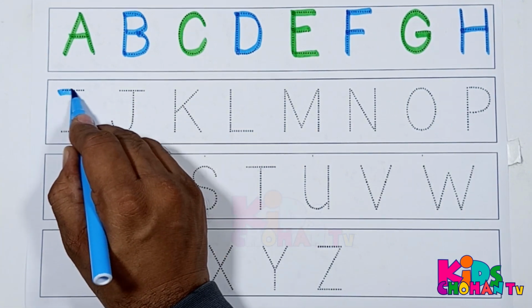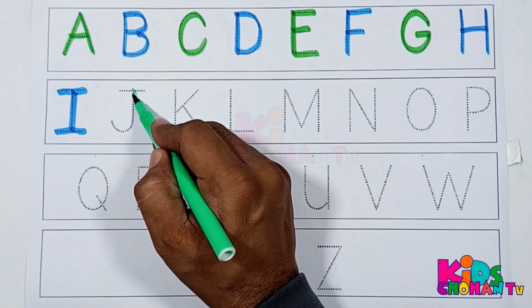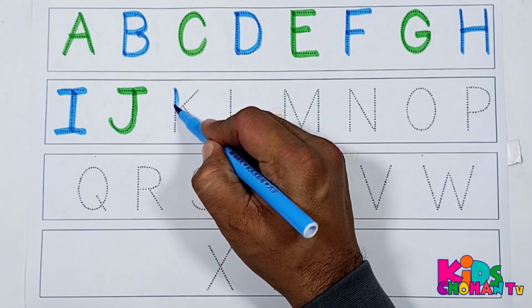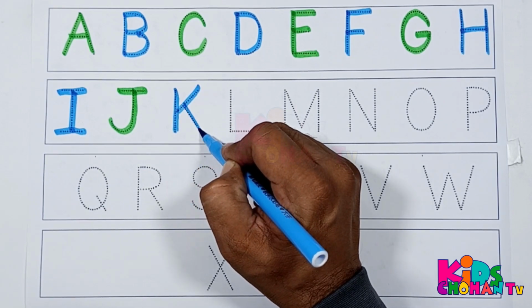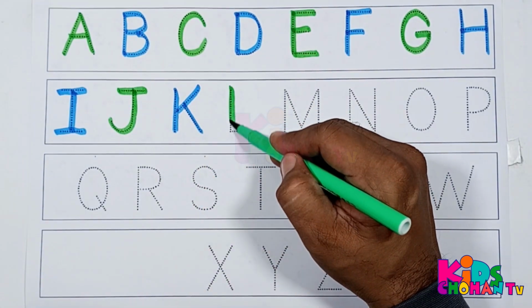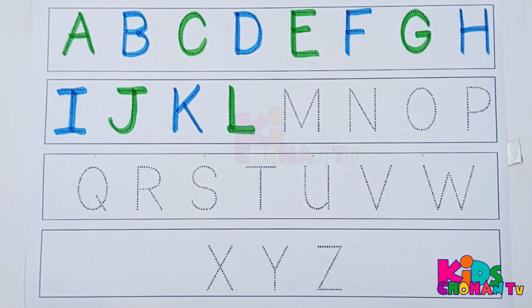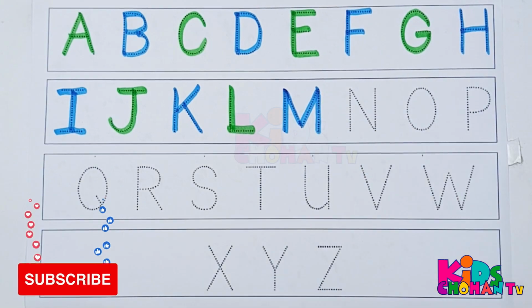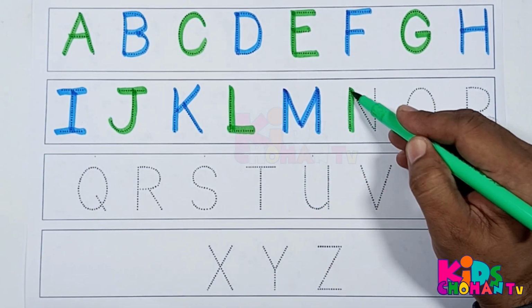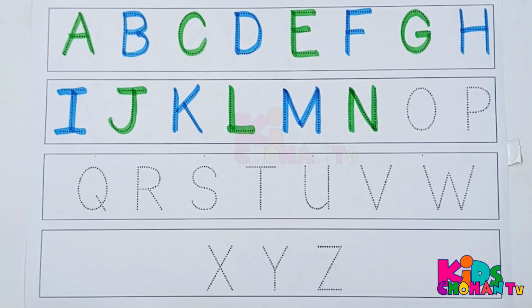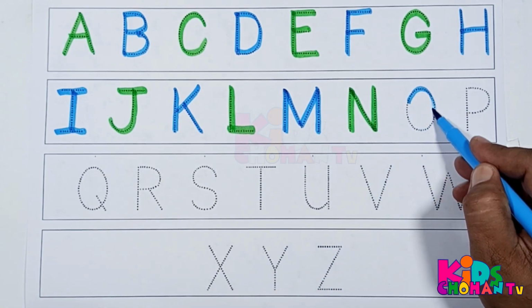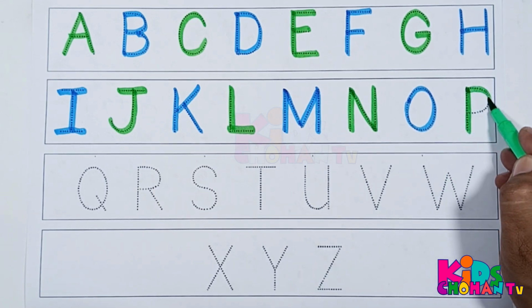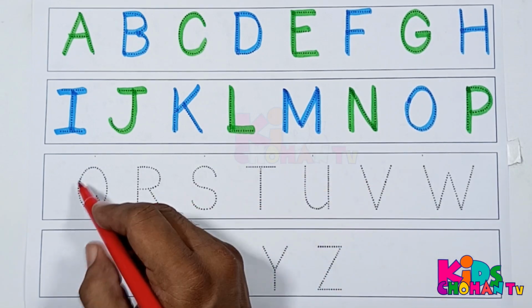I for ice cream. J for jaguar. K for kangaroo. L for lion. M for monkey. N for nest. O for octopus. P for parrot. Red color.